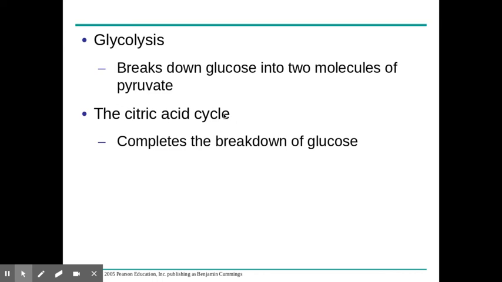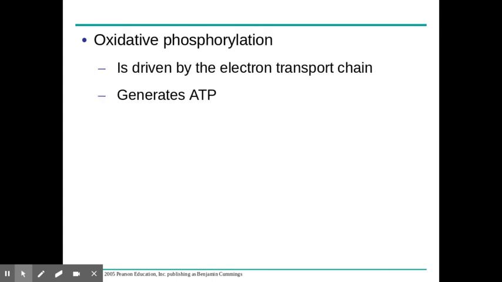And then what happens is through the citric acid cycle or the Krebs cycle, now those 2 pyruvate that were made here are going to go into the mitochondria, and they're going to complete the breakdown of glucose. This is where you're going to make your CO2. You're also going to make a lot of NADH and a little bit of FADH2, which are both electron carriers. And they're both going to carry that energy and the electron to the electron transport chain.